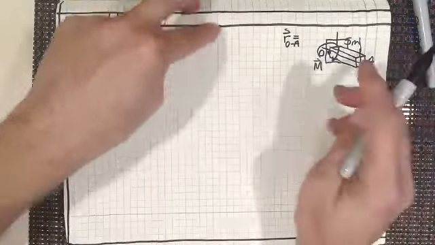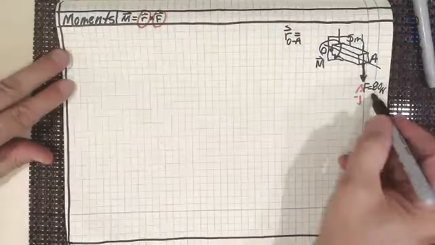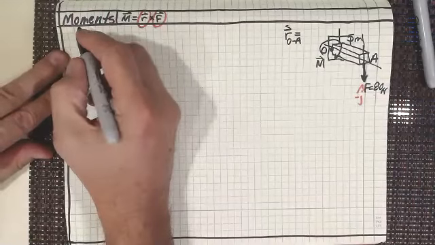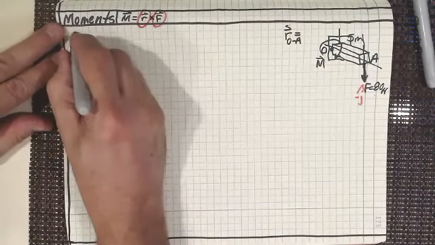Let's do the math now. First of all, we want to find out what the force is. Well, the force is 80 newtons, but in the negative j direction. So let's write that force out.